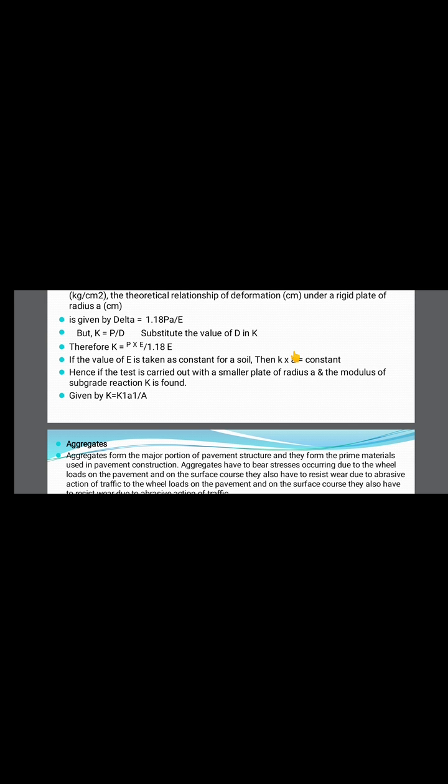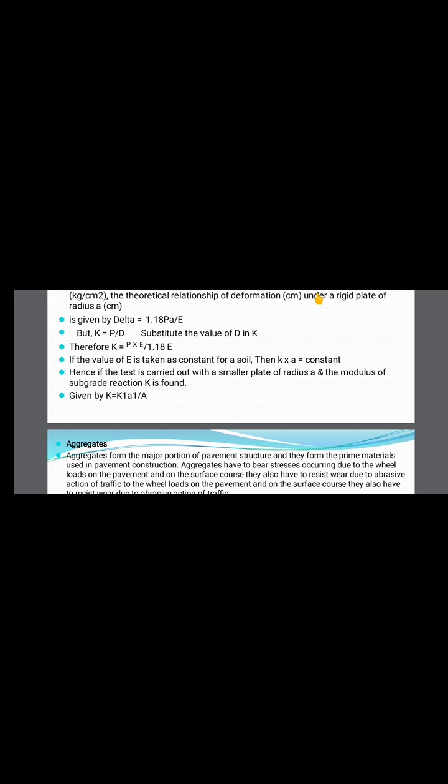The value of E is taken as a constant for a soil, then K into a is equal to a constant. Hence the test is carried out with a smaller plate of radius a1, and the modulus of subgrade reaction K is found as K equal to K1 a1 divided by a. So this is the constant.